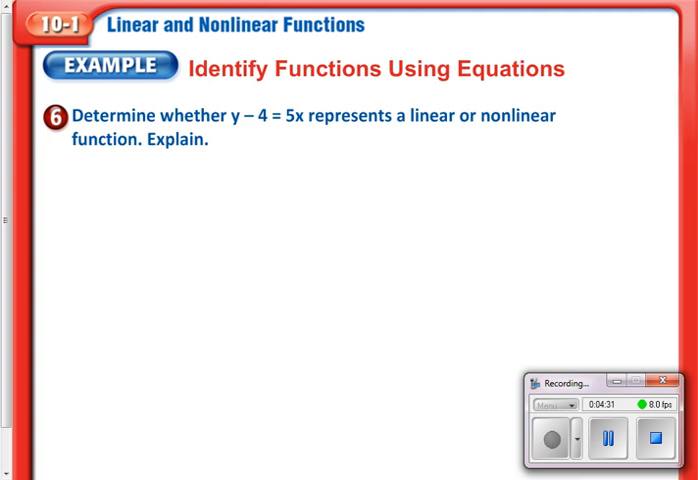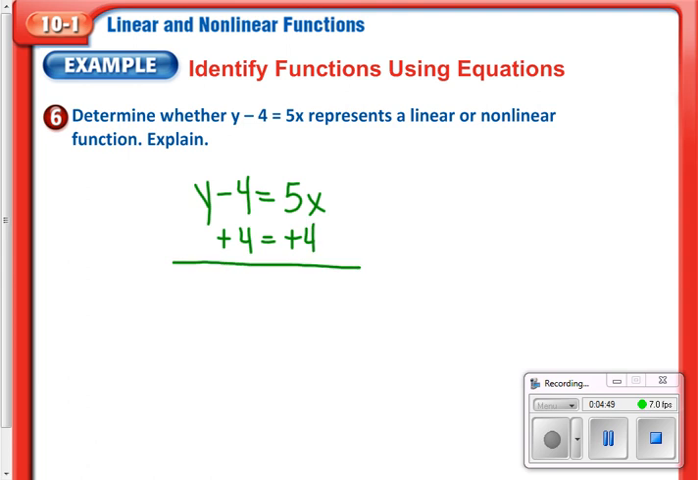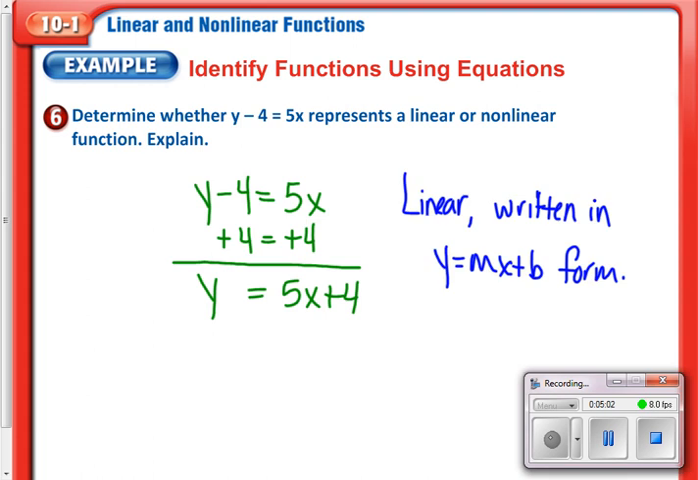Example 6, determine whether y minus 4 equals 5x represents a linear or nonlinear function. Explain. This is actually a linear function. Why? Because you can write it in the form of slope-intercept form. Here's that original equation. Putting it in slope-intercept form, we would add 4 to both sides. When you add 4 to both sides, you have y equals 5x plus 4. That is in slope-intercept form. So this line would create a linear line because it is written in slope-intercept form.